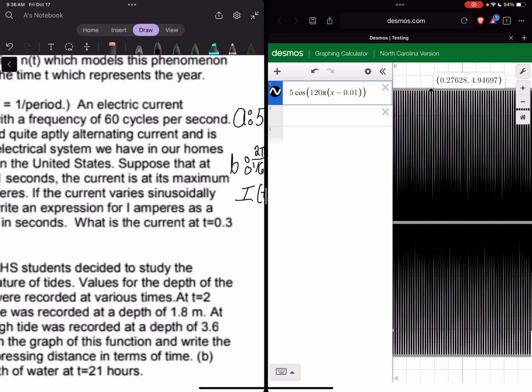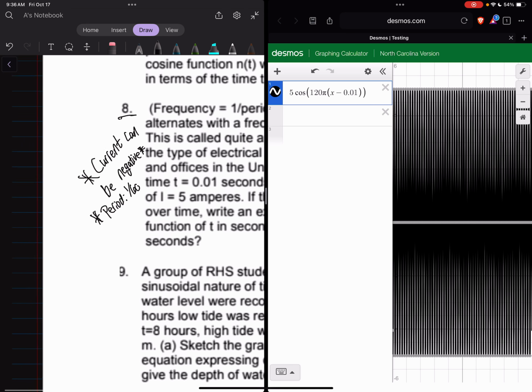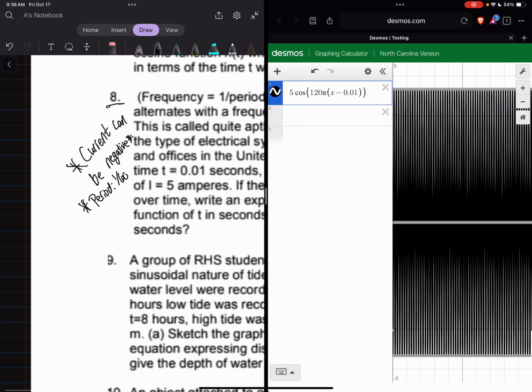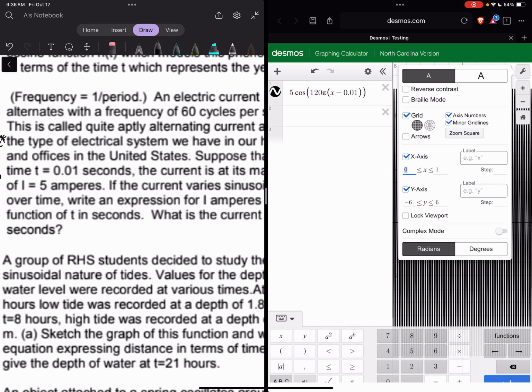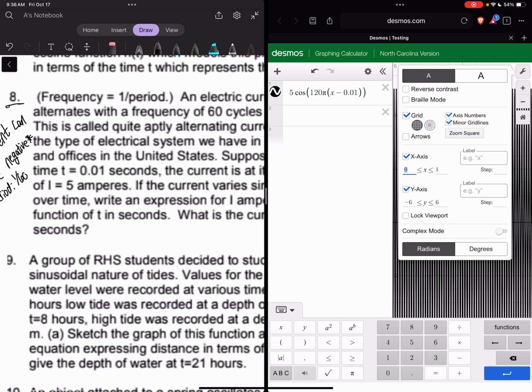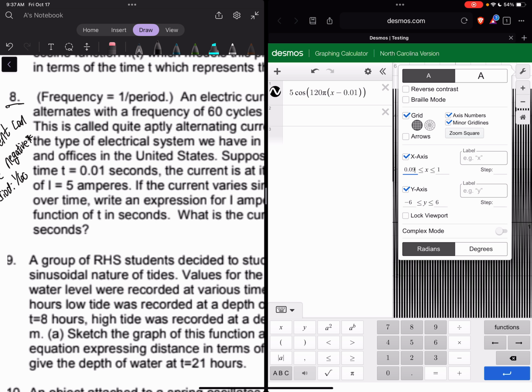But still, look at this graph. Why is it like that? That goes back to my second note there. My period is 1 over 60. So if you want to see the oscillation, one full cycle of this, notice that my maximum occurs at 0.01 seconds. I'm going to back this up to 0.09 seconds.